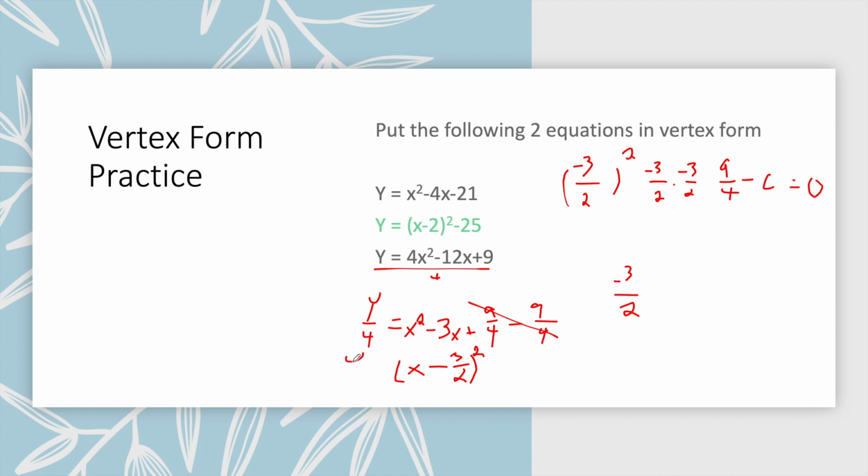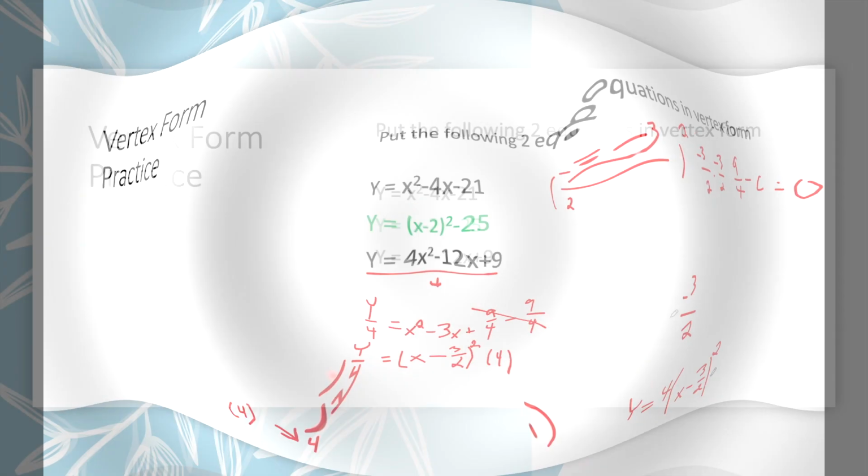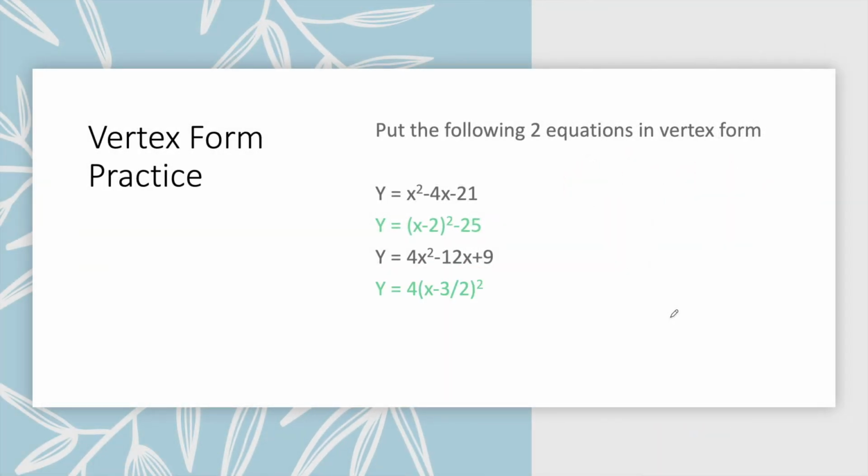And we were left with y over 4 is equal to x minus 3 halves squared. Because we don't want to leave this 4 on this left side of the equation with y, I'm going to multiply both sides by 4. Doing so, y is left alone. We get 4 multiplied to the value of x minus 3 halves squared. This is our final vertex form. Checking our answer, and we got it correct.